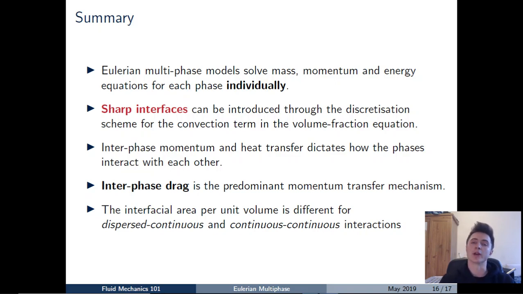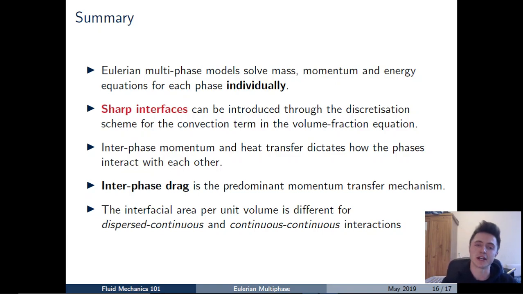Now, we can handle both dispersed continuous phase interactions and continuous phase interactions. And if we want a continuous phase interaction, the way that we enable that in an Eulerian or volume of fluid model is by introducing a sharp interface between the phases by selecting a special discretization scheme for the convection term in the volume fraction equation.